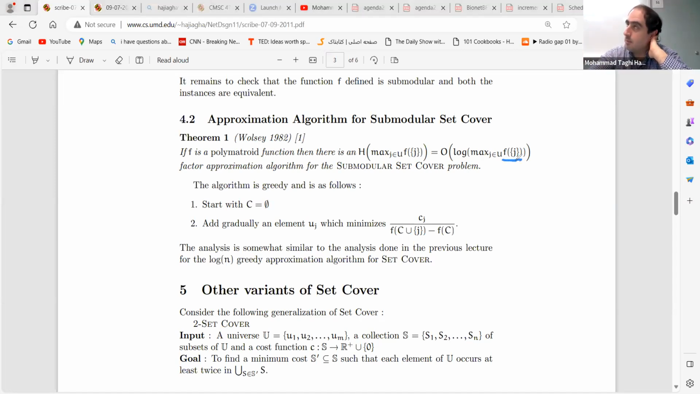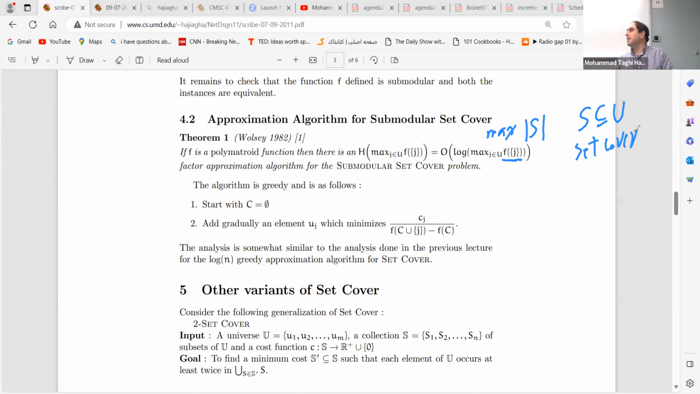So when you go from set cover to submodular set cover, f of an individual guy would actually be the number of elements that each of these sets has. So log of this would essentially be the max size of S, where S is a subset of the universe in set cover. So this is a very strong theorem.